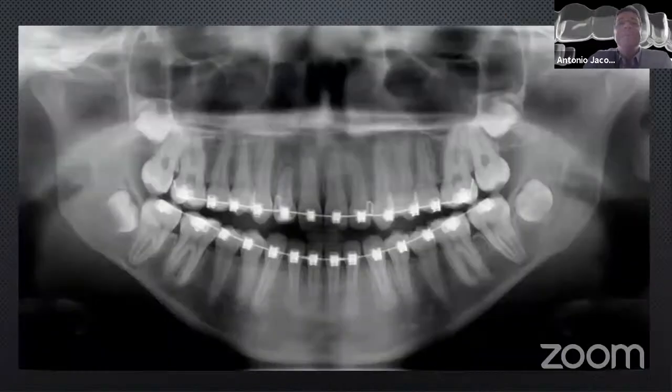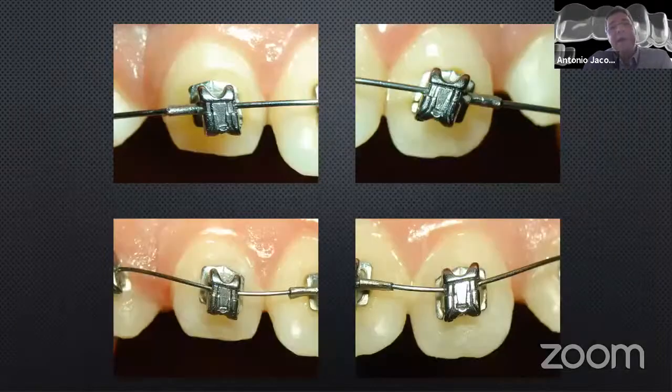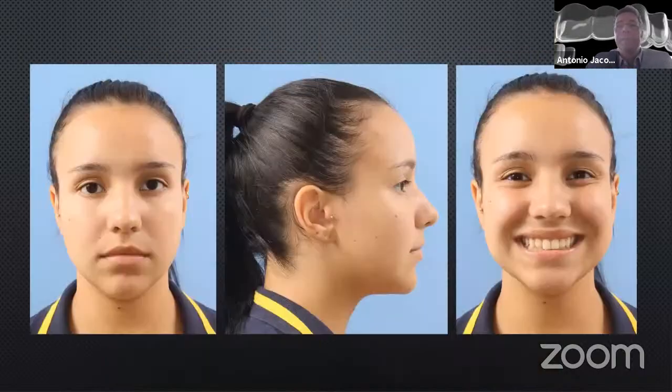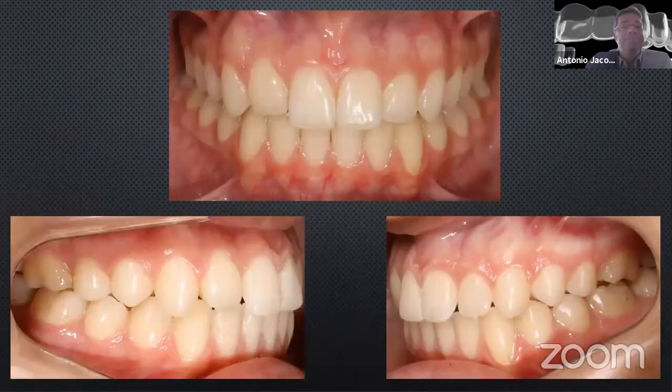And at the end, we have this result. And then at the right time, of course, we changed the position of the brackets, so we can now put the root of the lateral in the right position on both sides. And the patient is very happy, with a nice profile and a nice final result.